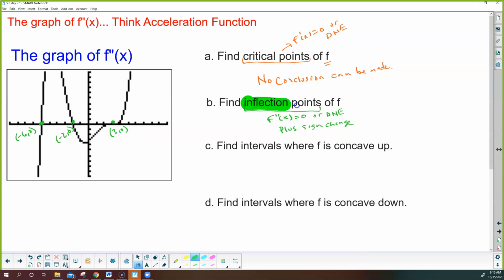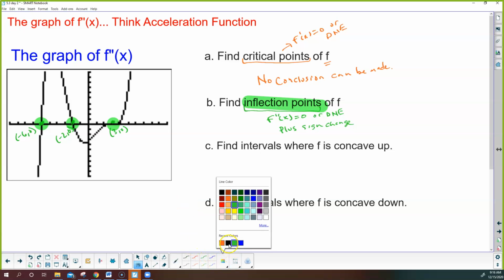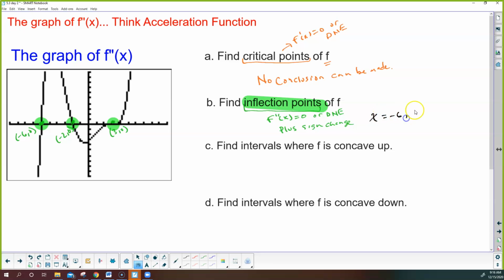Okay? Where do points of inflection occur? When the second derivative is equal to 0. Well, this is the graph of the second derivative. So where does it equal 0? At 3 spots. So this is just basically strictly reading the graph. So at x equals -6, -2, and 3. Those are the spots where the second derivative is equal to 0, because this is the graph of the second derivative.